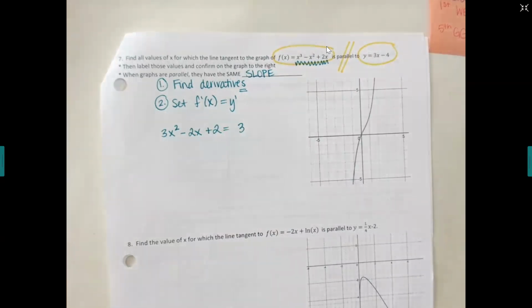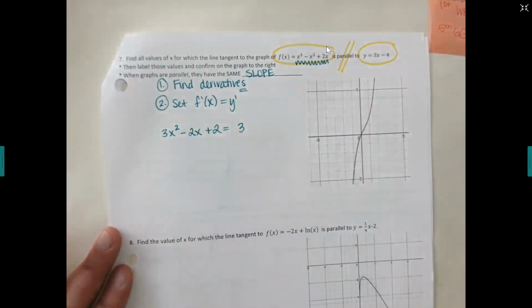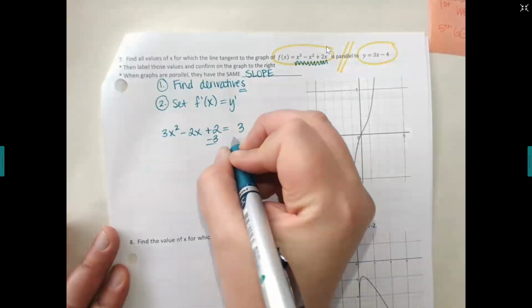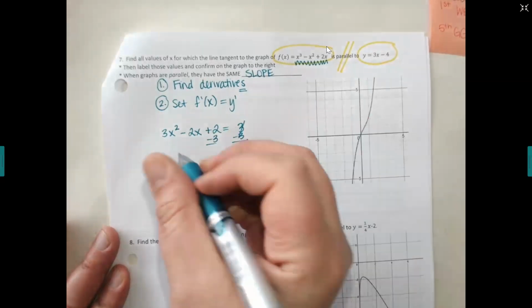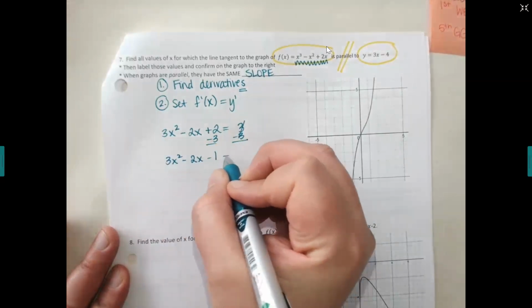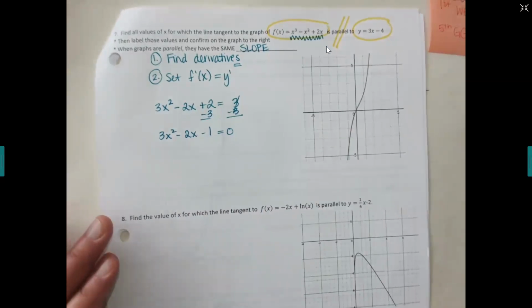From here, let's solve. This is a quadratic equal to 3. What does it need to equal for me to solve it? So minus the 3 across. That gives me 3x squared minus 2x minus 1 equals 0. From here, we want to solve by factoring.